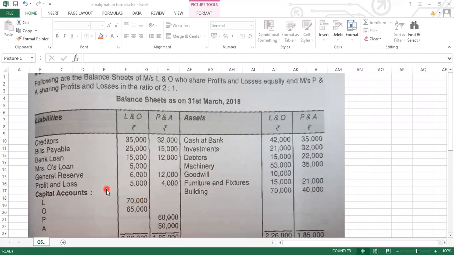Now next is profit and loss. Look, the previous time's profit and loss has been given. The profit which has been given is 5,000 and for the other firm it is given as 4,000.